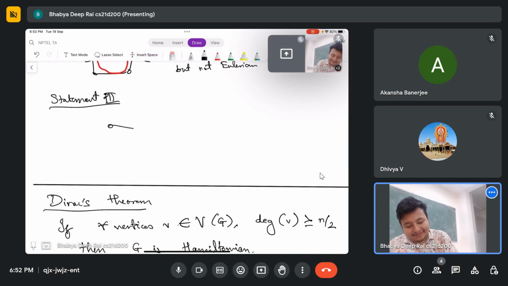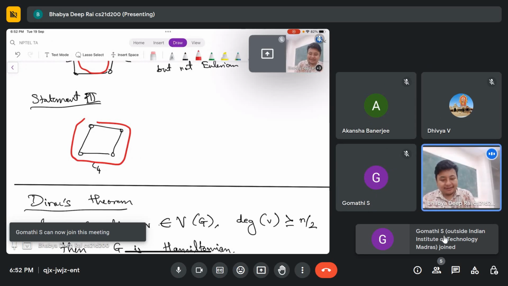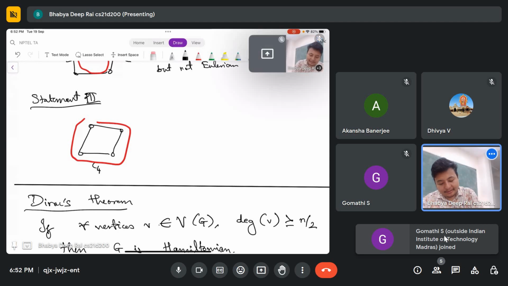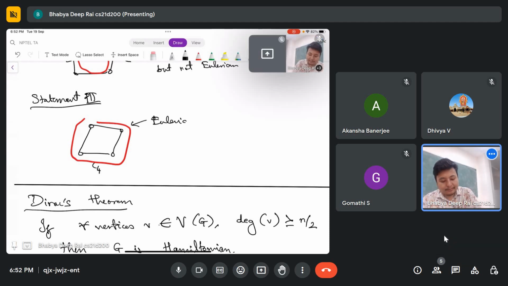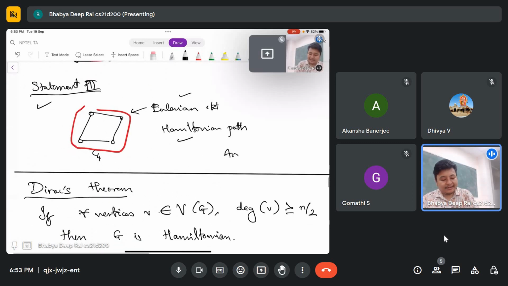So this is C4. And this is a Hamiltonian cycle, and this same cycle also serves as a Eulerian circuit, because all the edges are obtained. So this is Eulerian as well as Hamiltonian, as it has a Hamiltonian path. Both are there, so it is Hamiltonian as well as Eulerian. So statement 3 is correct. So statement 3 is true, and therefore the answer is B.